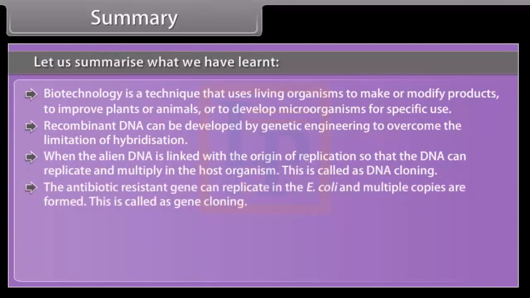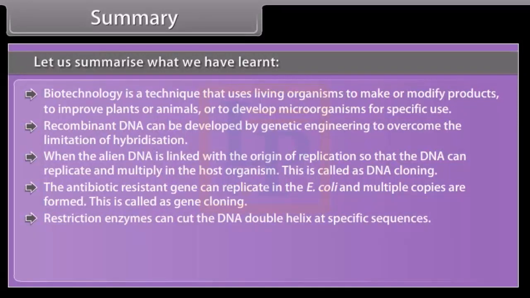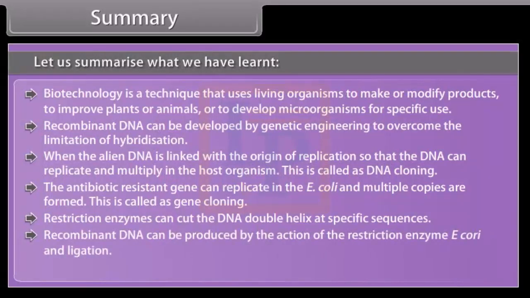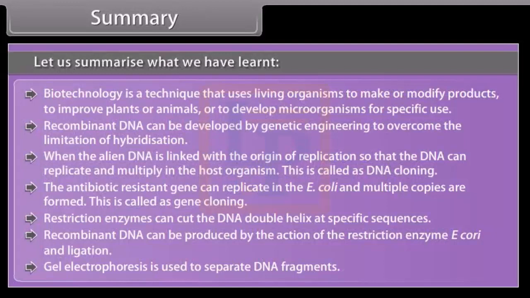The antibiotic resistant gene can replicate in the E. coli and multiple copies are formed. This is called gene cloning. Restriction enzymes can cut the DNA double helix at specific sequences. Recombinant DNA can be produced by the action of the restriction enzyme, E. coli and ligation. Gel electrophoresis is used to separate DNA fragments.